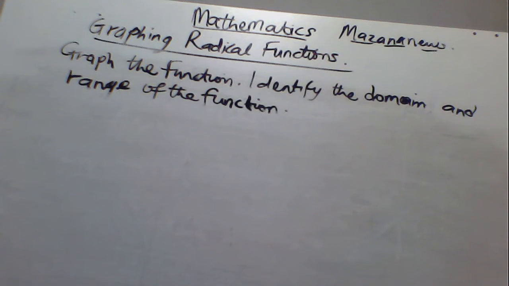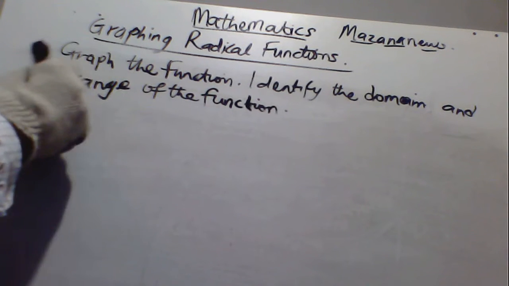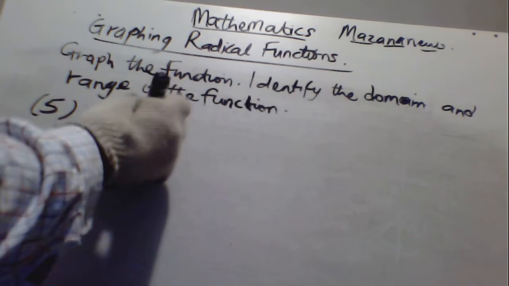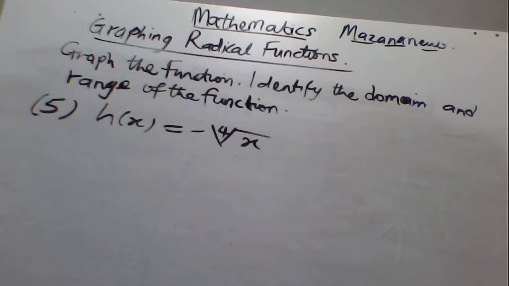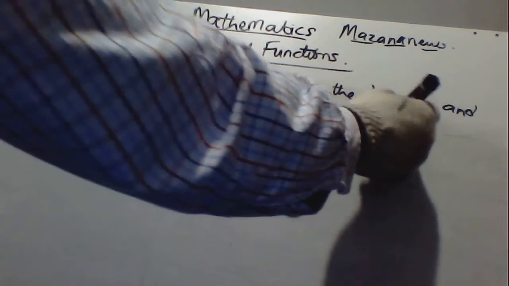So the next is g of x. g of x is equal to negative the fourth root of x. So number 5, g of x is equal to negative the fourth root of x. So how do you go about it? There's something I said about the graph of an even radical function and that of the odd radical function. For even, look at this, the parent is like this.